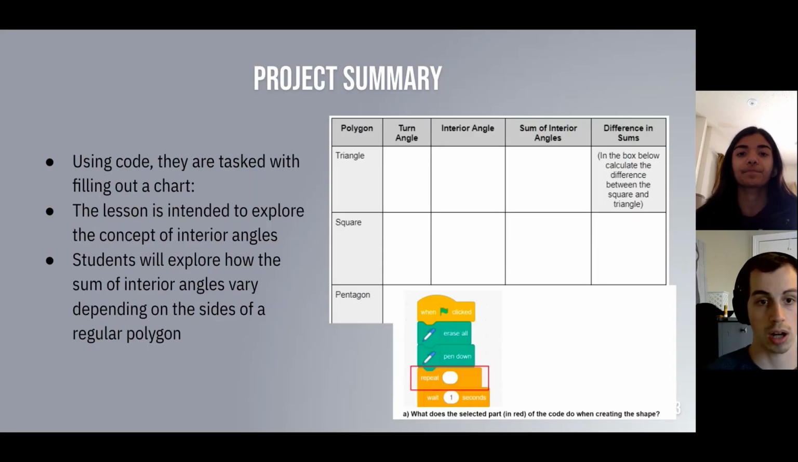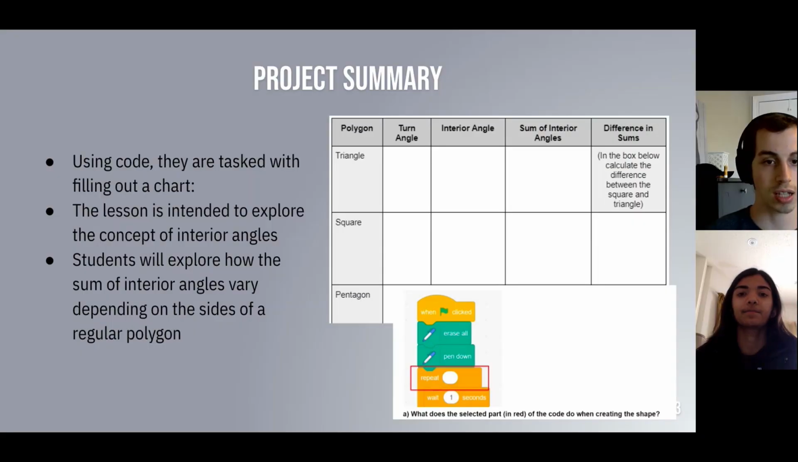A short summary of our project. Using code, the students are tasked with filling out a chart, as we'll see on the right-hand side of the slide. The lesson is intended to explore the concept of interior angles, and students will explore how the sums of interior angles vary depending on the sides of the regular polygon and how many there are, using the code that is provided and then editing that in order to see how the output of the code changes.